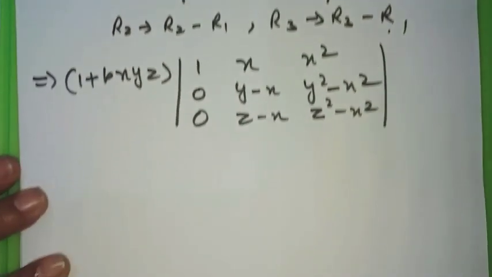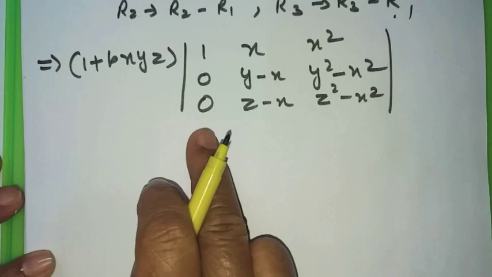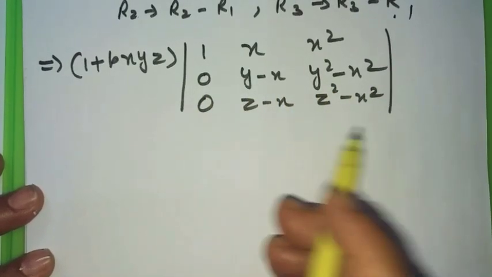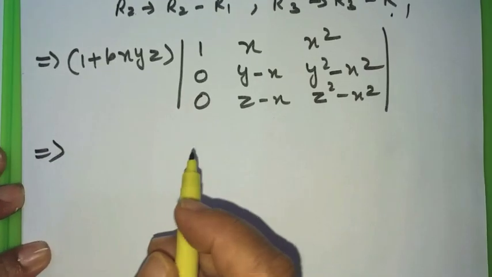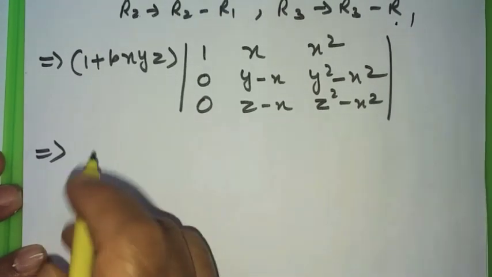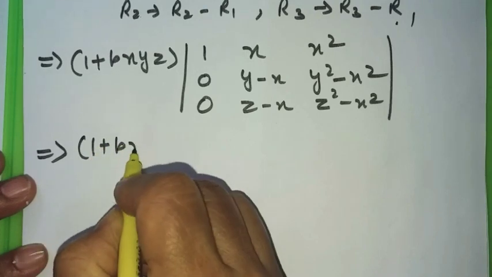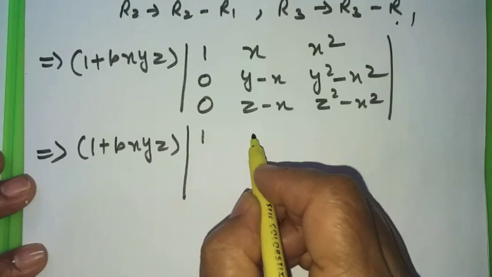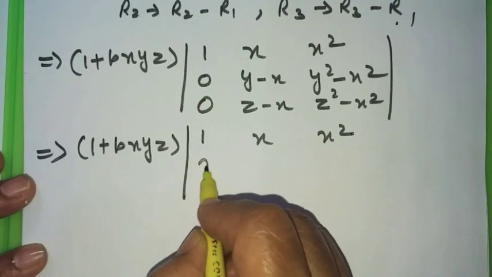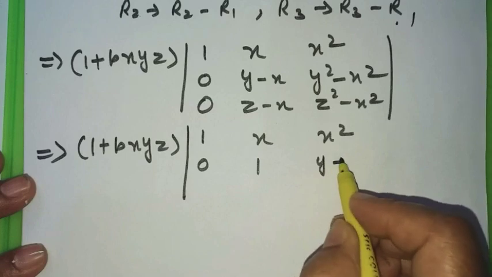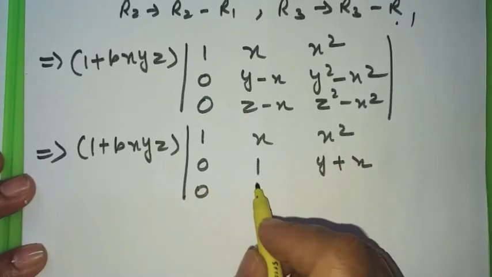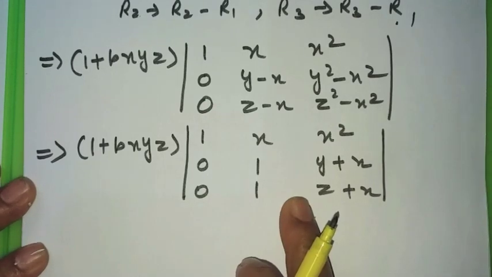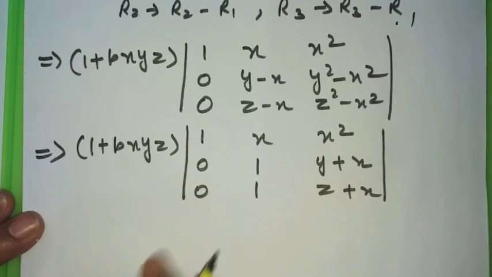Now you can see further that from this determinant, first of all I will take y minus x common from the second row and z minus x common from the third row. So this will become, we get this determinant. Now I can expand this determinant along first column.